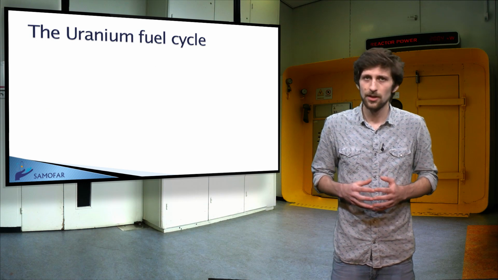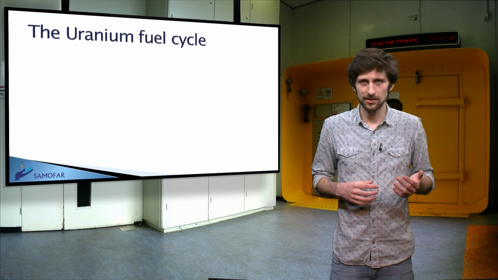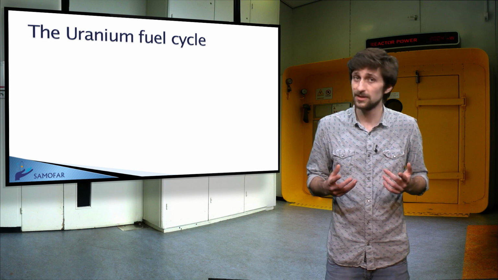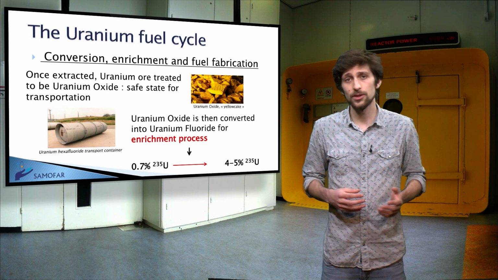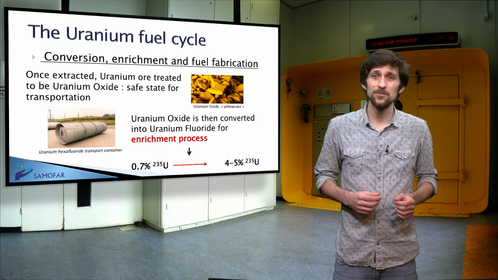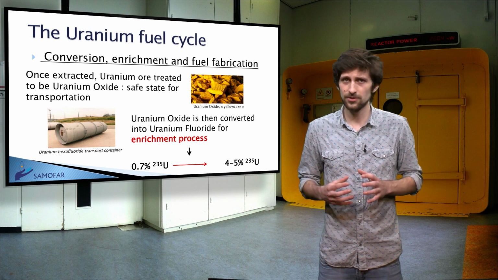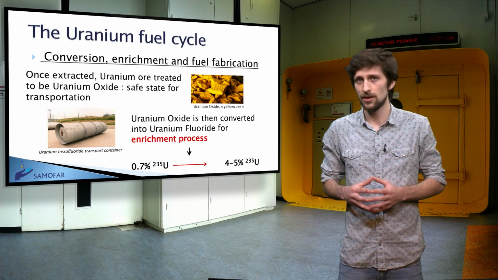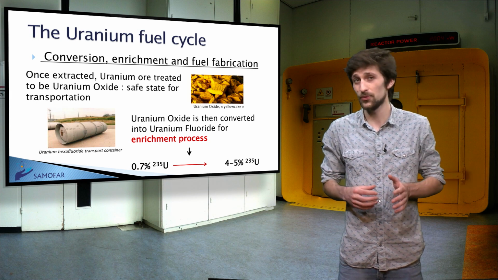Right after being extracted, the uranium ore is treated to be uranium oxide, commonly called yellow cake, which is not significantly radioactive and which can be transported safely. Before it can be used in a reactor for electricity generation, however, it must undergo a series of processes to produce a usable fuel. For most of the world's reactors, the next step in making a usable fuel is to convert the uranium oxide into uranium hexafluoride. As a gas, it undergoes what we call the enrichment process to increase the uranium-235 content from 0.7% to about 4 to 5%.